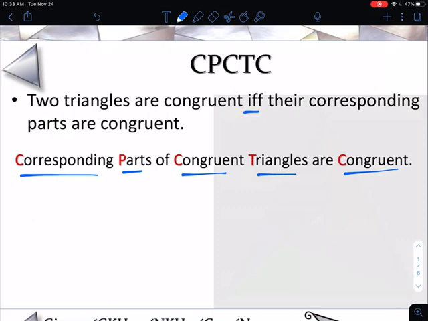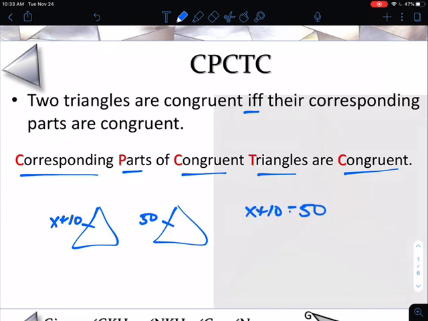When I tell you that two triangles are congruent, you can use that to set up corresponding parts and solve for x. Like if I had two triangles that are congruent, and I said this side and this side are congruent, and I gave you this was x plus 10 and this was 50, I can set up an equation, x plus 10 equals 50, and then solve for x, which would equal 40. So that's using CPCTC. The triangles were congruent, that means these two pieces are congruent, so I can set them equal. Okay, so that's the main concept.